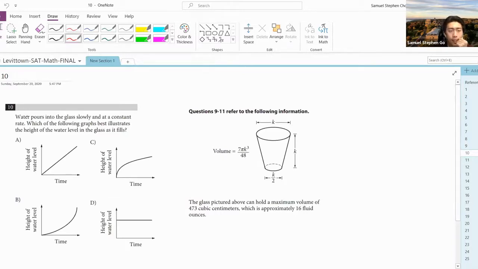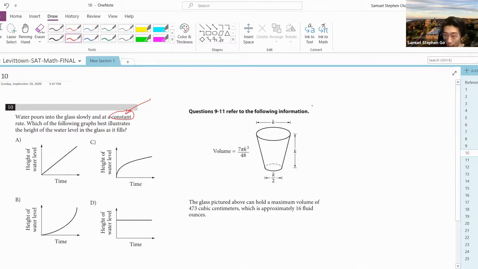So this is asking us that water is being poured into the glass slowly at a constant rate. That's important, constant rate. So we're not pouring it suddenly faster or suddenly slower. It's being poured at the same volume. We could think of it as some volume per time. It's being poured at the same rate. Which of the following graphs best illustrates the height of the water level in the glass as it fills?